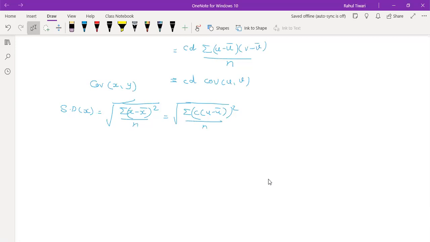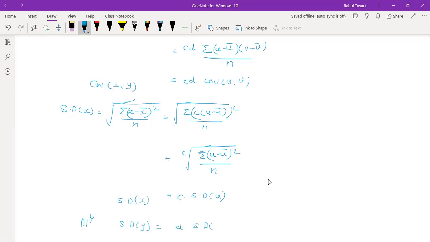This is C square. When I pull it out, it becomes C times the square root of summation (U minus U bar) square upon N. But what is this? C times the standard deviation of U. So the standard deviation of X becomes this. Similarly, the standard deviation of Y is going to be D times the standard deviation of V.